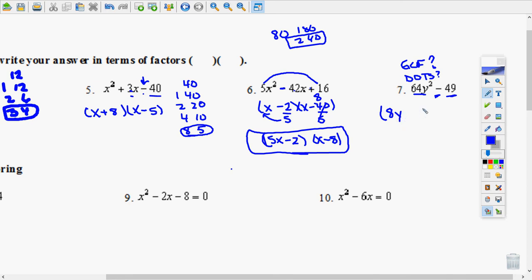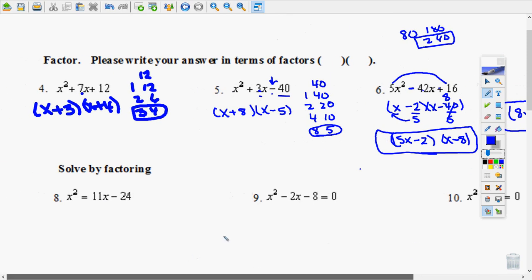So you take the square root of the first, you write it twice. You take the square root of the second, you write it twice. One gets a plus, one gets a minus. And that's how you factor the difference of two squares. Number 8.